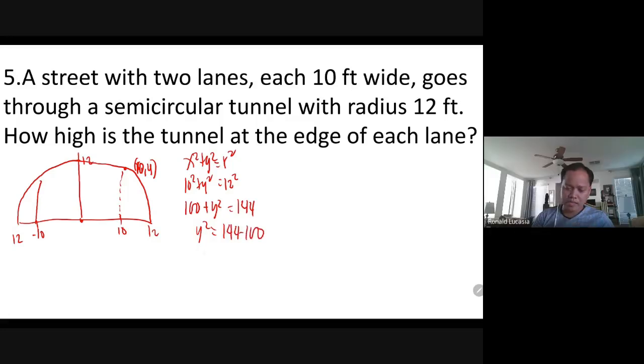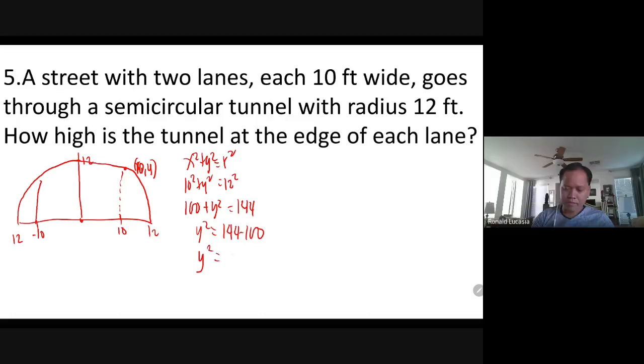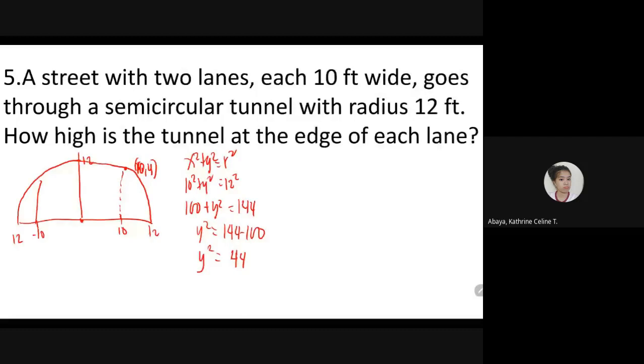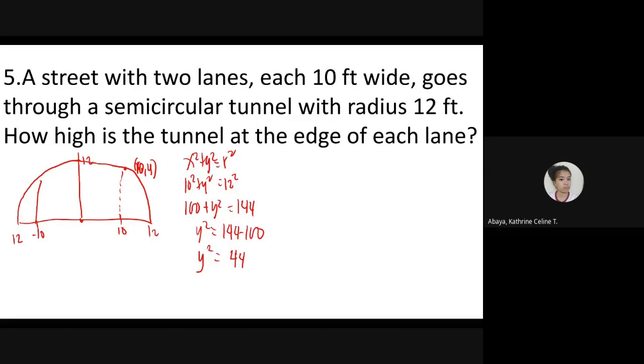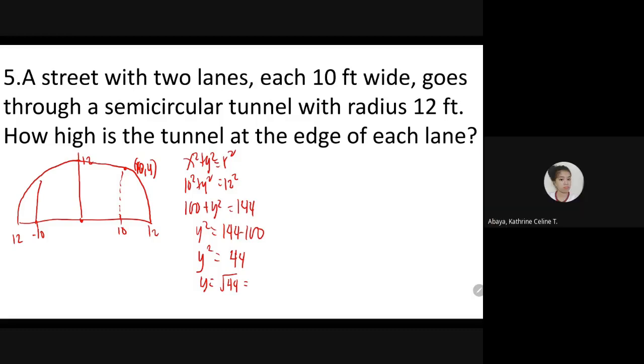Okay, tapos next, ipagsa-subtract po. Tapos para po matanggal yung 44, square root po ng 144 minus 100, 44 po. Tapos para po matanggal yung squared po ng y, square root po sila, kakancel po yung square root nilang dalawa. Okay. So, what's your answer? Approximate mo lang. 6.63 po. Very good.